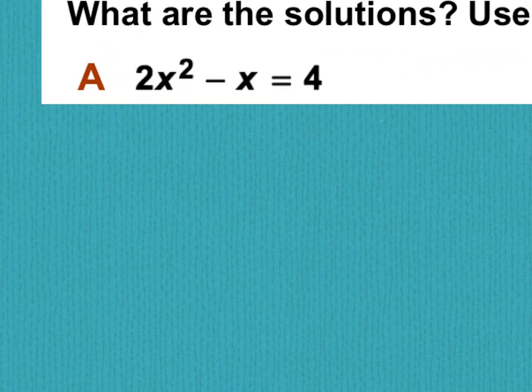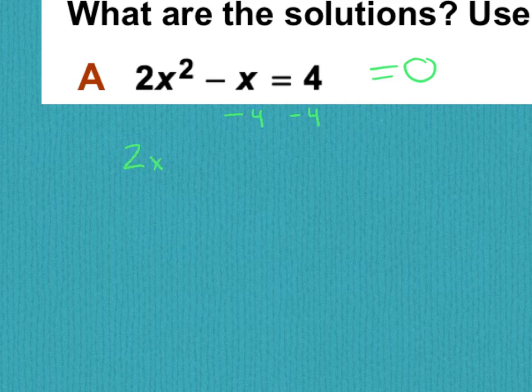What do we have to do first here? Do we have equal to 0? No. So how do we get it equal to 0? Subtract 4. So we have 2x squared minus x minus 4 is equal to 0. Now we can figure out what our a, b, and c are, and we can plug it into our formula.